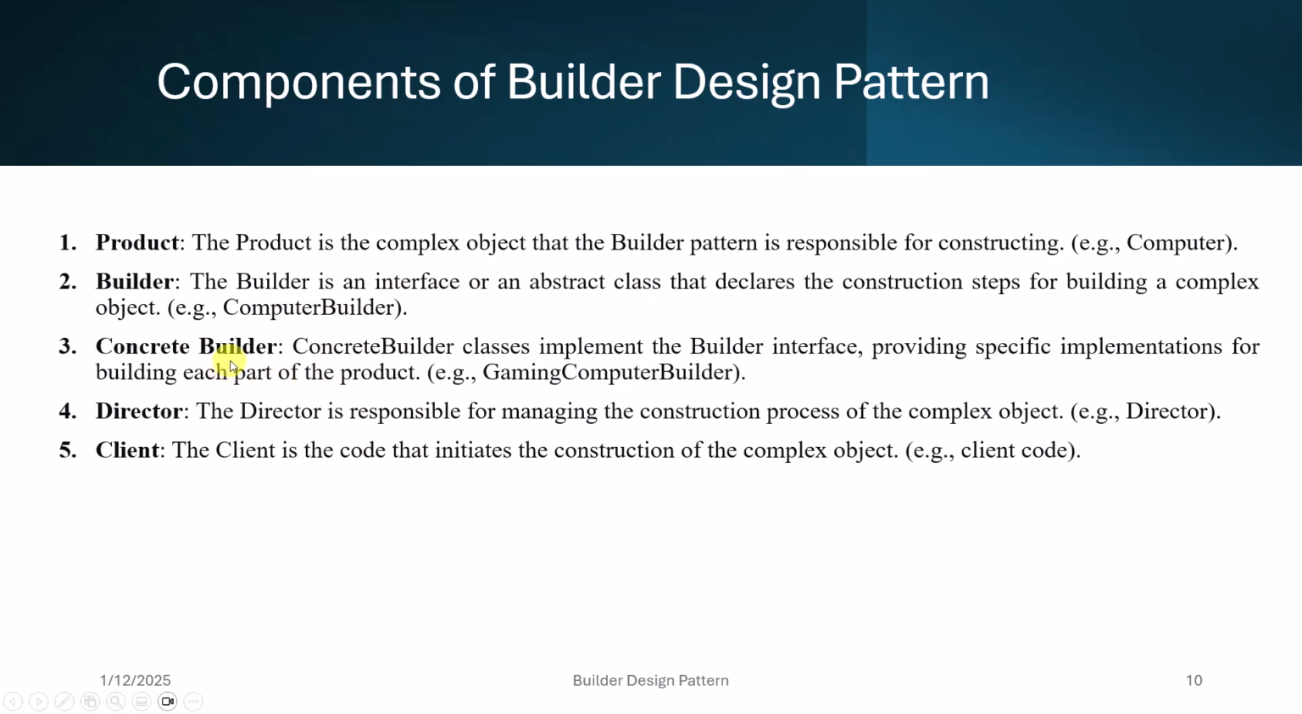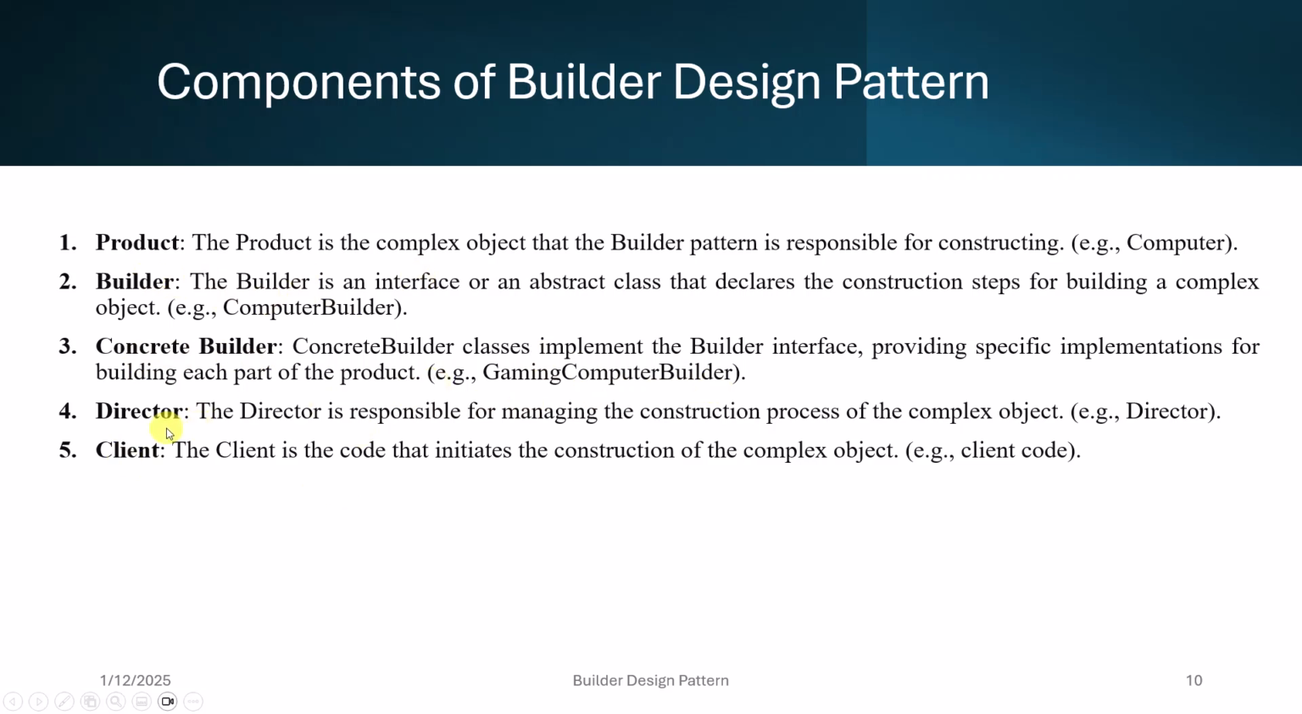Again, concrete builder. Computer builder might have different types, like a gaming computer or a simple office use computer. So concrete builders will be the classes that implement this builder interface, providing specific implementation for that particular builder, that is, the implementation for building each part of the product. For example, if we have to create a gaming computer, we'll have the concrete builder as gaming computer builder, which will then implement this builder interface.